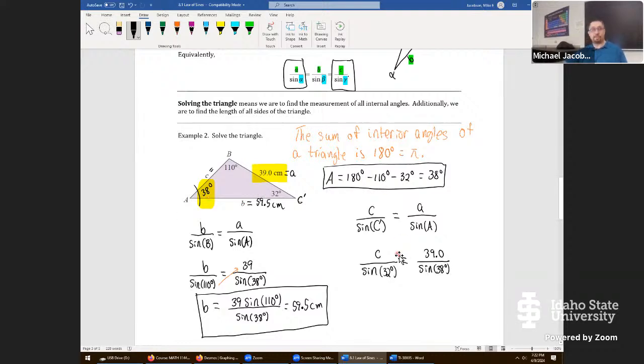And these equations solve really, really fast. I'm just going to do a halfway cross product, sending this denominator to the opposite side. We then get the side length lowercase c is equal to 39, multiplying sine 32 degrees, divided by sine 38 degrees. And now we're well on our way.